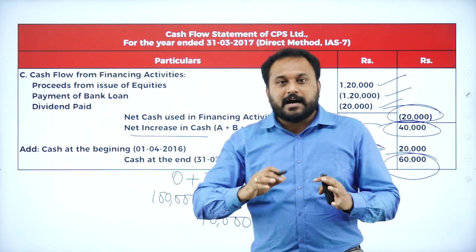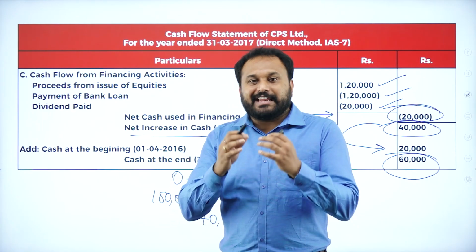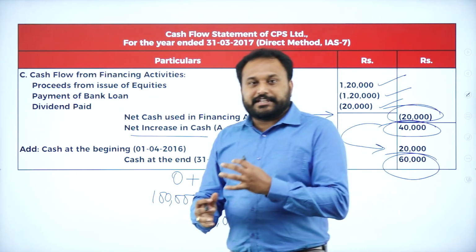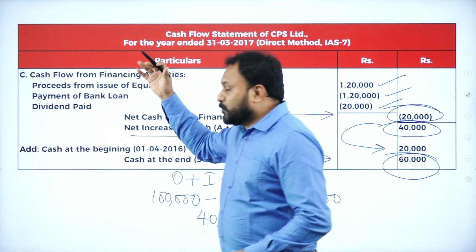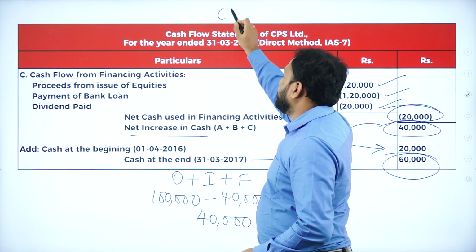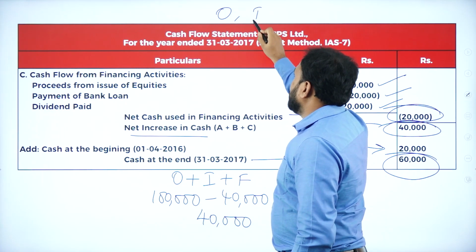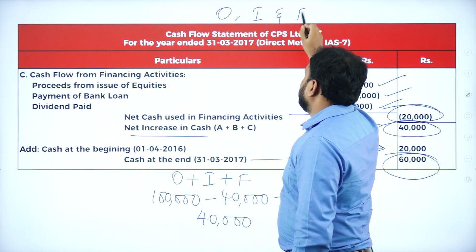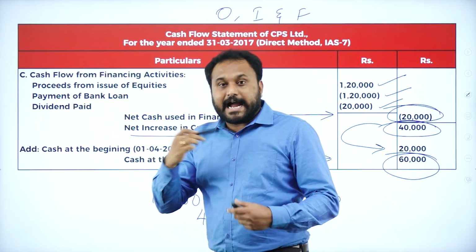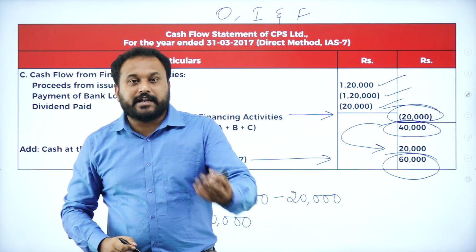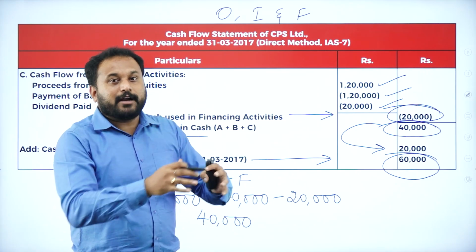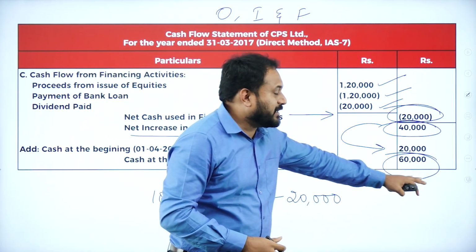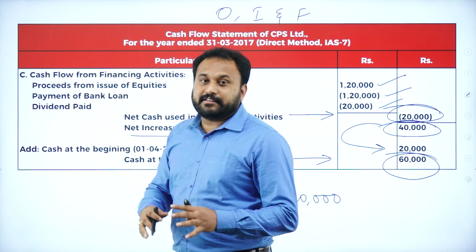Hope you people are able to understand this. Cash flow statement is very easy, and we have only one kind of thing, that is we need to only see what is my operating, what is my investing, and what is my financing, and then you need to add all the three, plus you need to add the opening balance. When you add the opening balance, you get the closing balance. So this is what we have in the direct method.